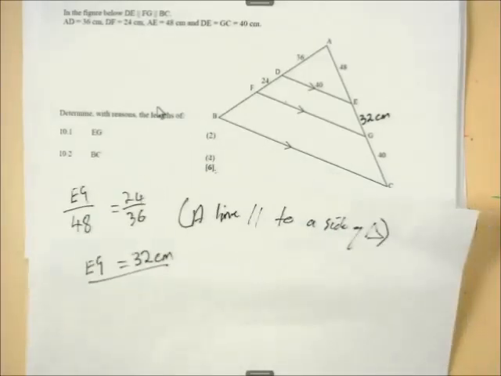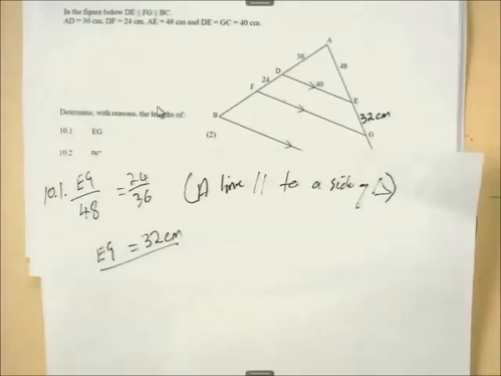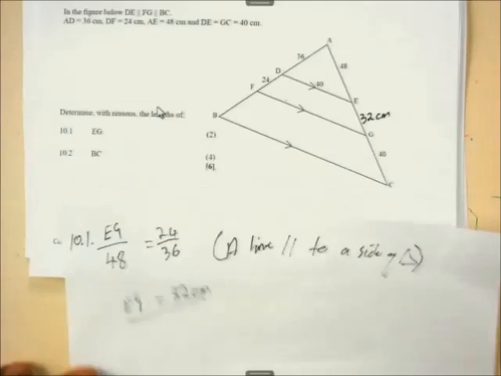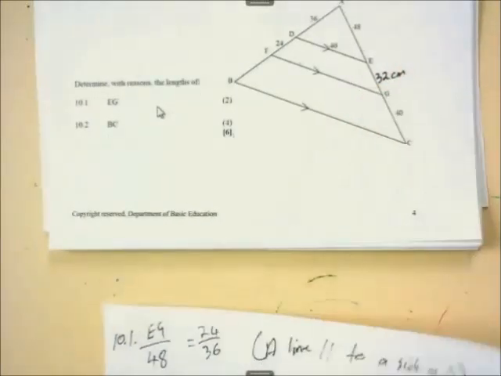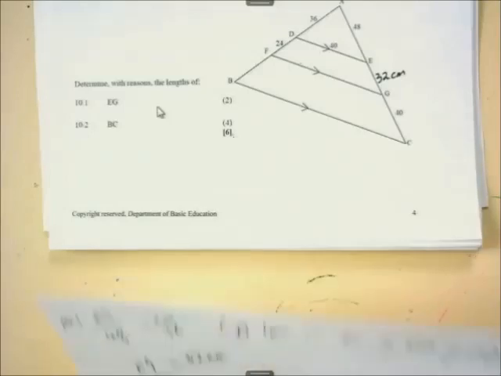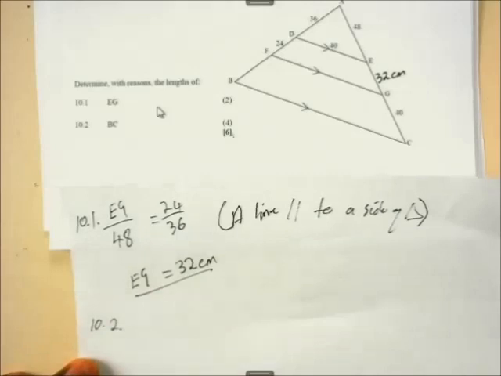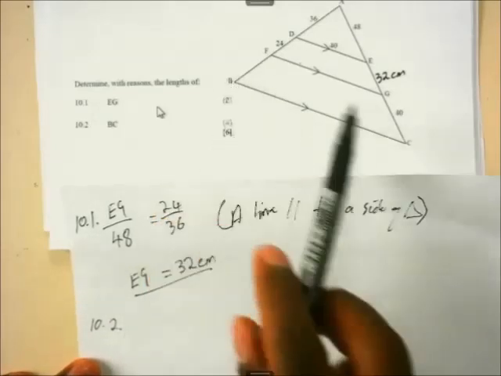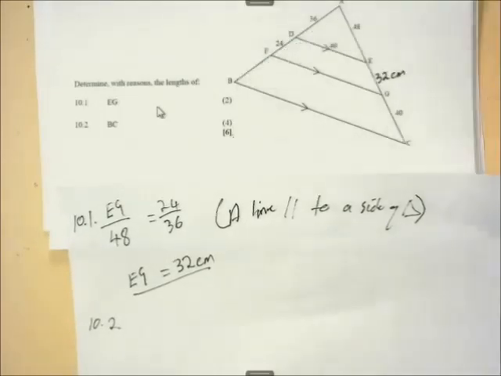Are you happy with 10.1? This was 10.1. Now let's look at 10.2. 10.2 states that we are required to calculate the length of BC. Let's get on. How can we determine the length of BC?